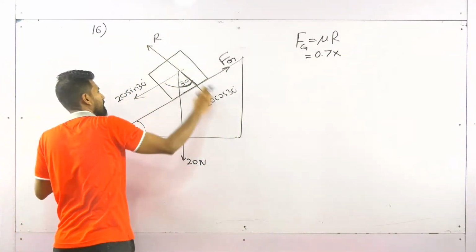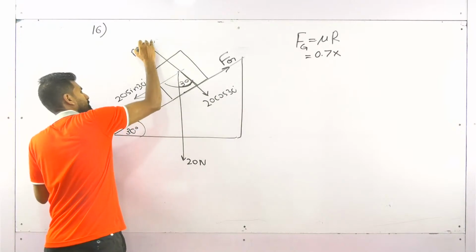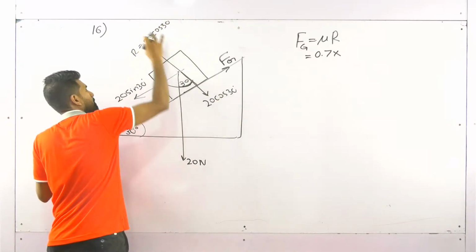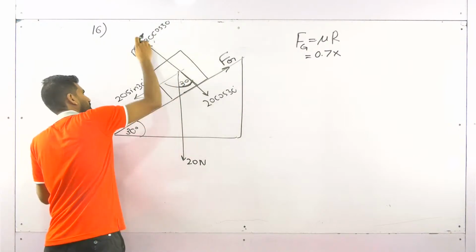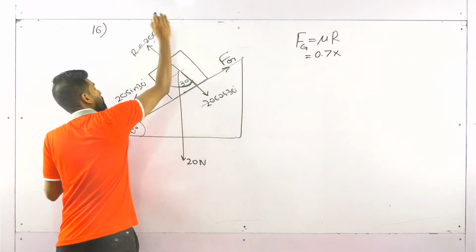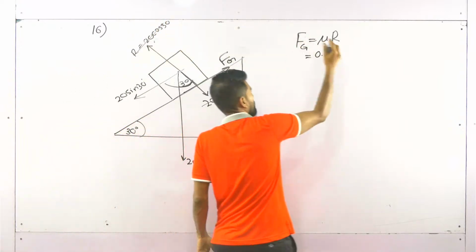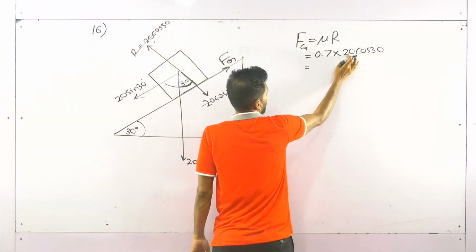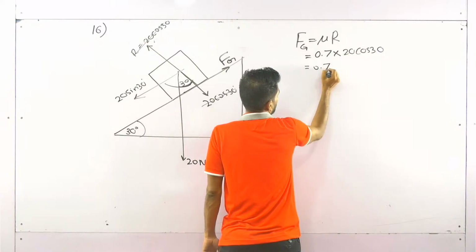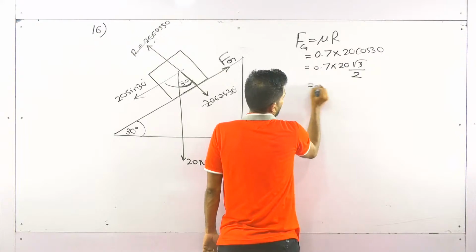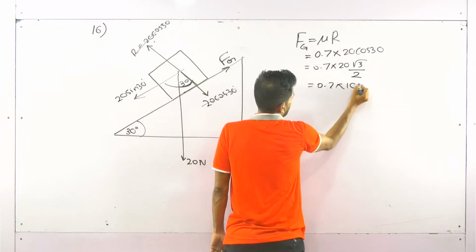There's no vertical motion, so R should cancel out with 20 cos 30. You understood that. From there you got the R value, mu 0.7 R, 20 cos 30. Okay. 0.7 times 20 cos 30, root 3 over 2. Here 0.7 into 10 root 3.